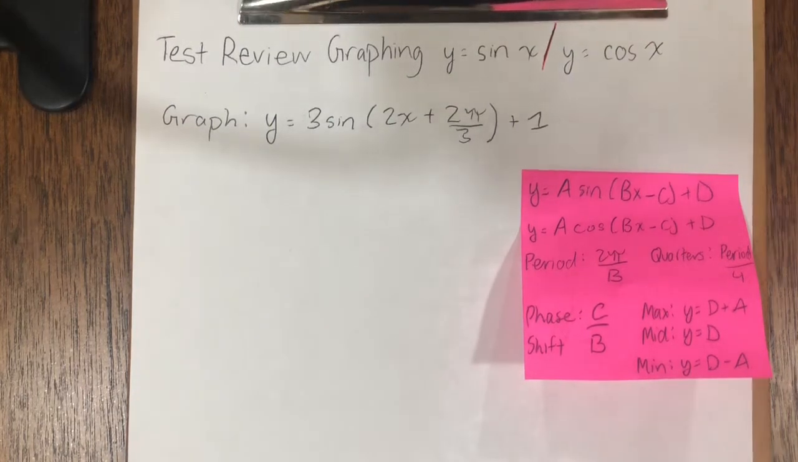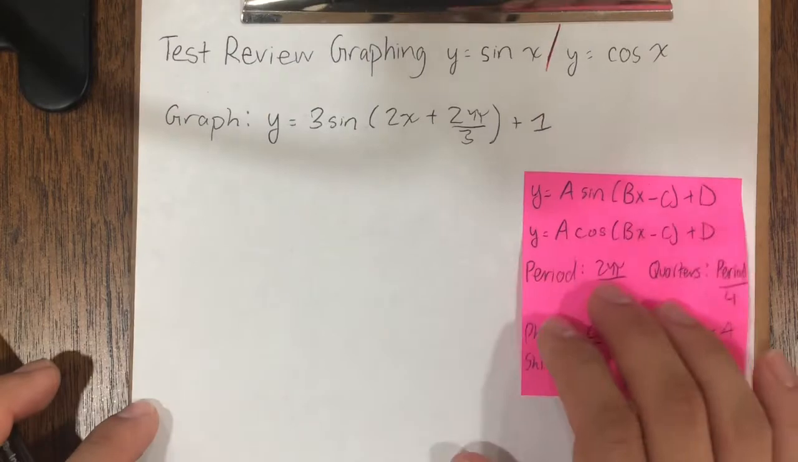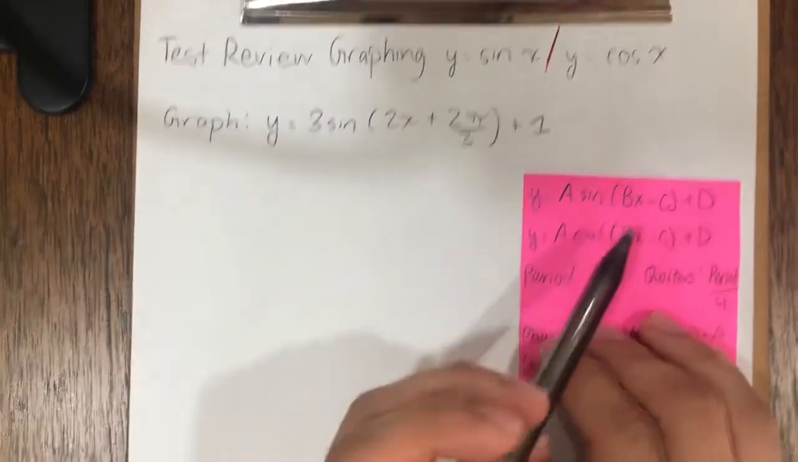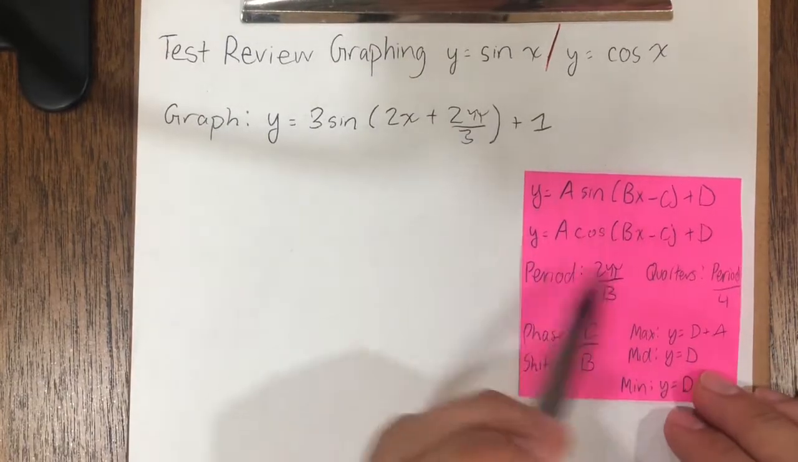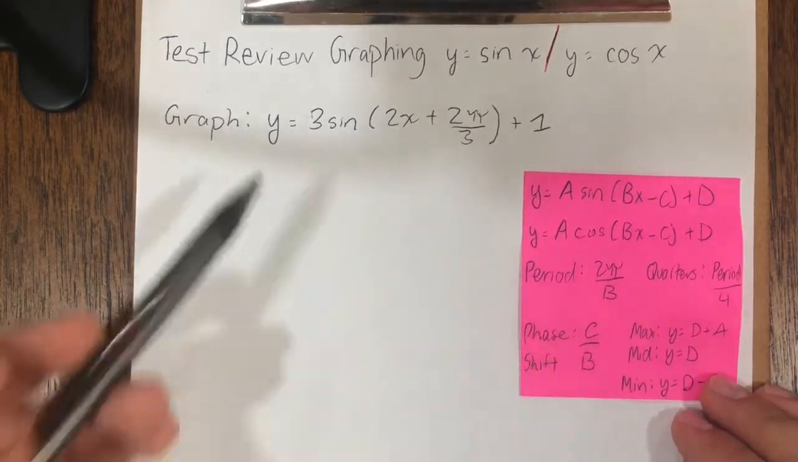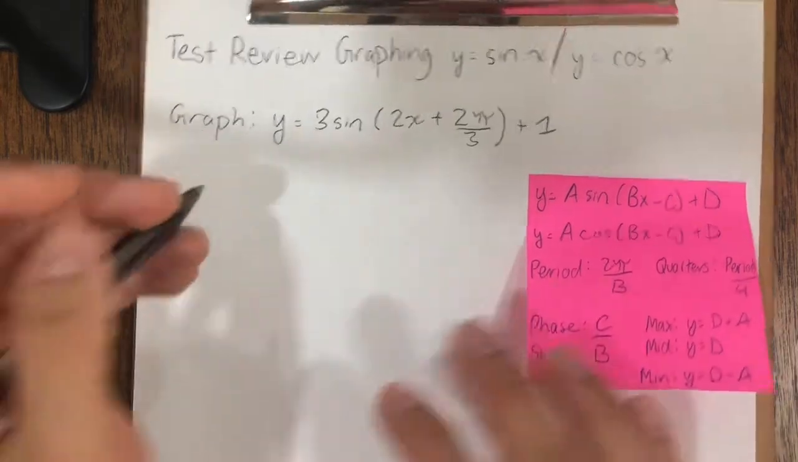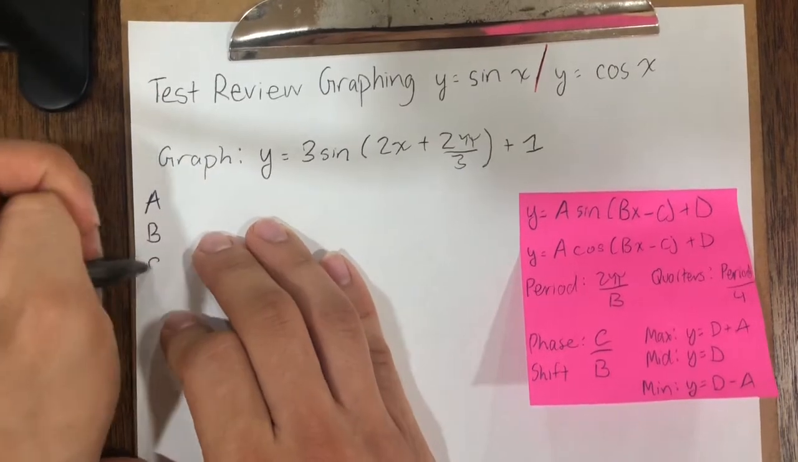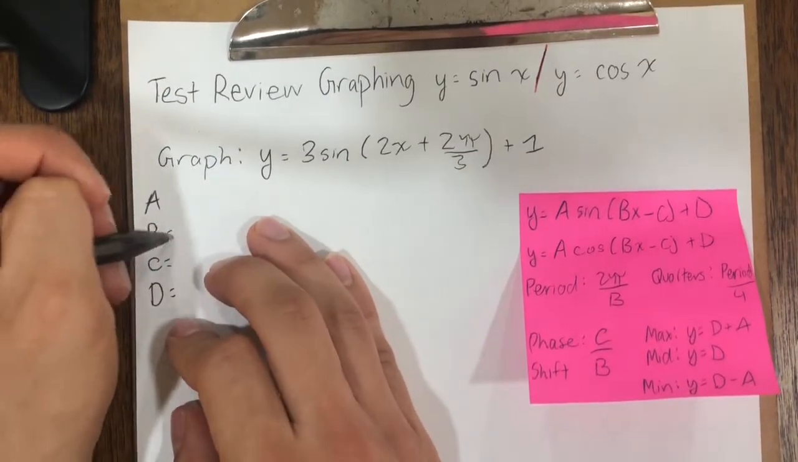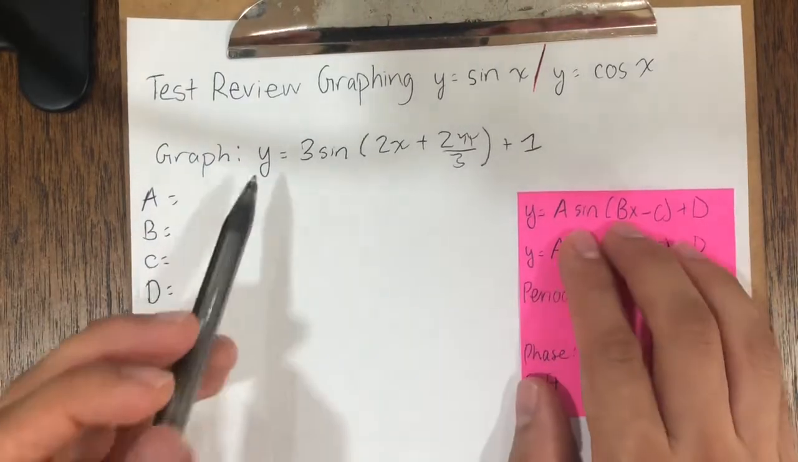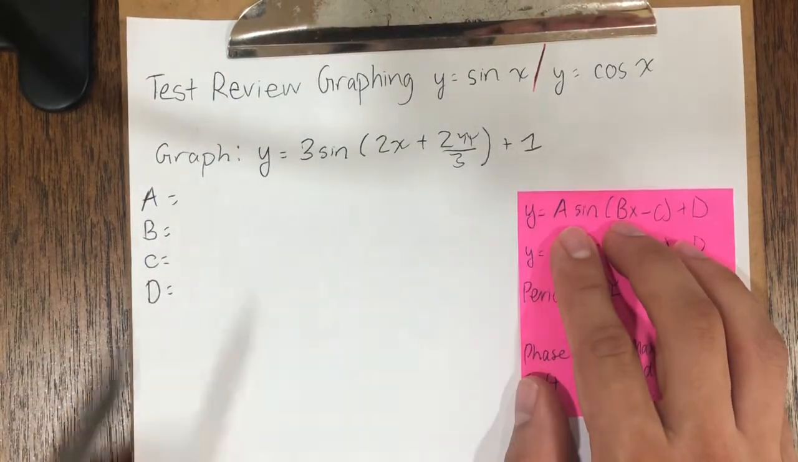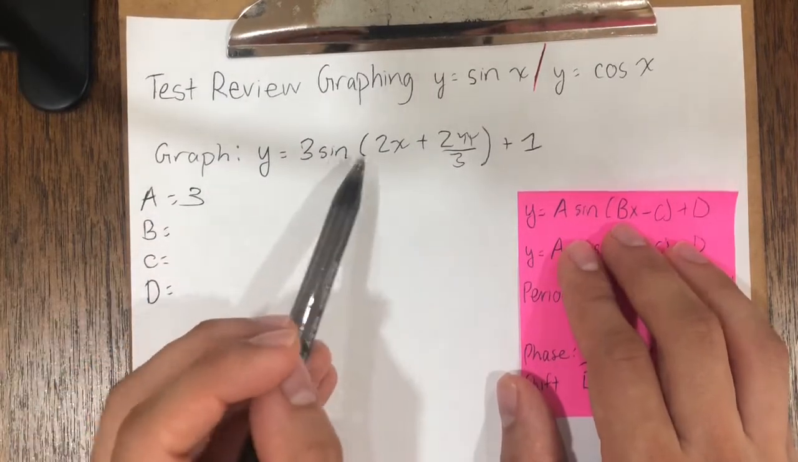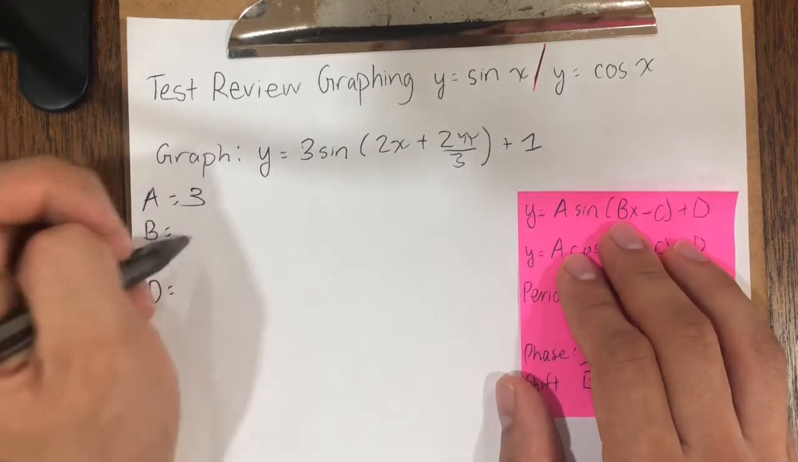Now, before I graph, I got to figure out what number represents A, B, C, and D. We have all the formulas that we need to help us make a graph. So let's go ahead and figure out my letters. So I have A, B, C, and then D. If we take a look at A, we see that 3 is in the same spot as A, so A is going to be 3. And then for B, we see that 2 is in the same spot for B, so B is 2.